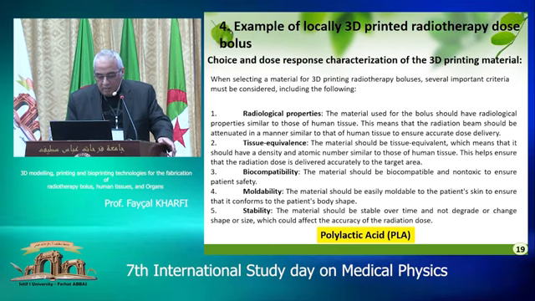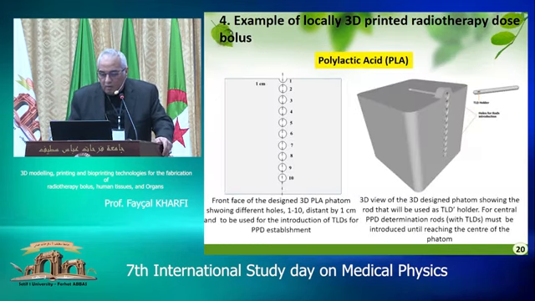The material that we choose to work with is the polylactic acid, the PLA, which is a commercially available one. So, in order to introduce the data on this material to the TPS, a characterization must be done. The first one concerns the dose response.